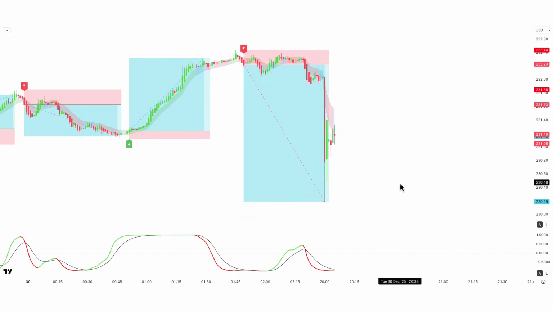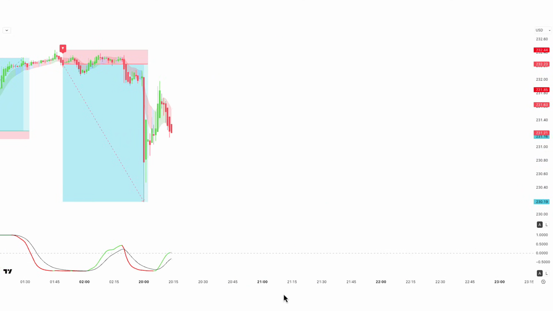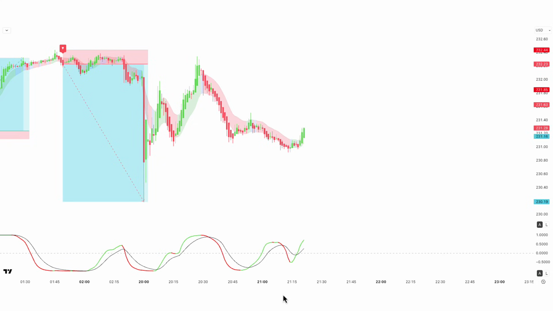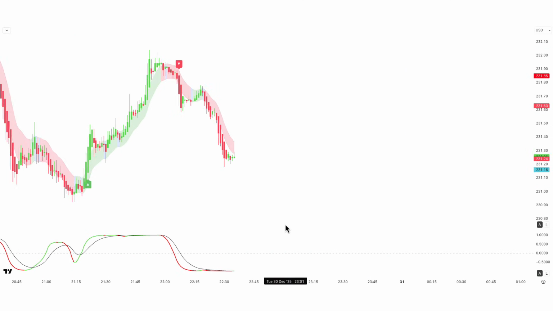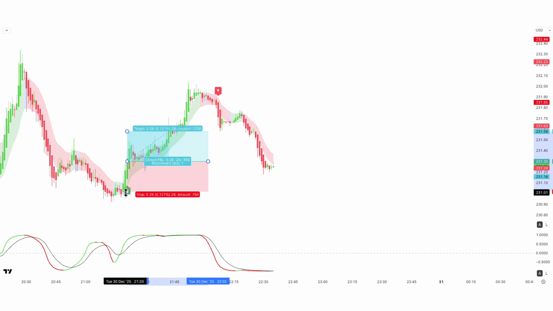Now, I'm not saying this indicator is magic. There is no perfect tool. But when you combine it with simple price action and proper risk management, it becomes incredibly powerful. In this video, I'll show you exactly how it works, the settings I use, and the real trades I took with it. So stay with me, because the results might surprise you.